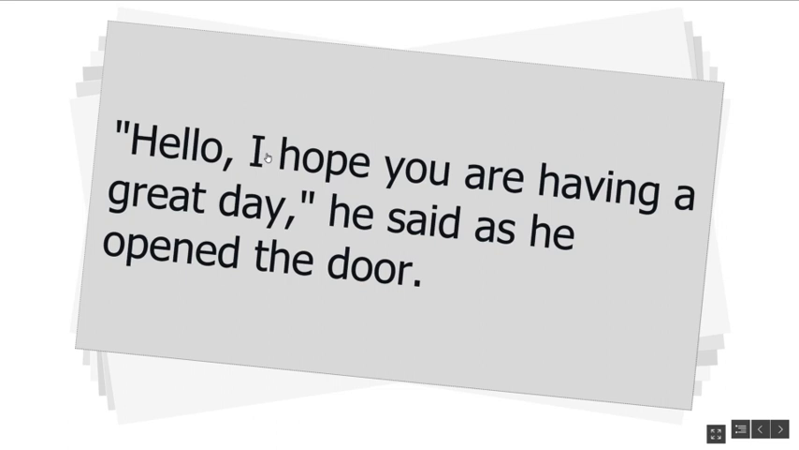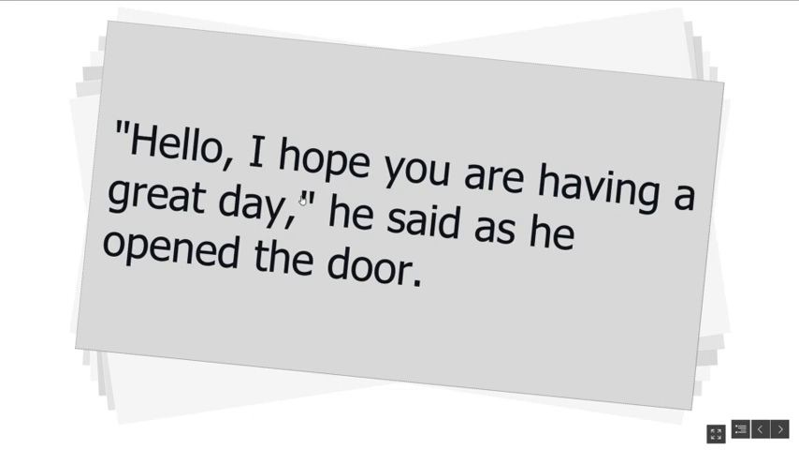"Hello, I hope you're having a good day," he said as he opened the door. So there's some action here. This is the dialogue: it starts with a capital H, with the correct commas and the correct spaces.